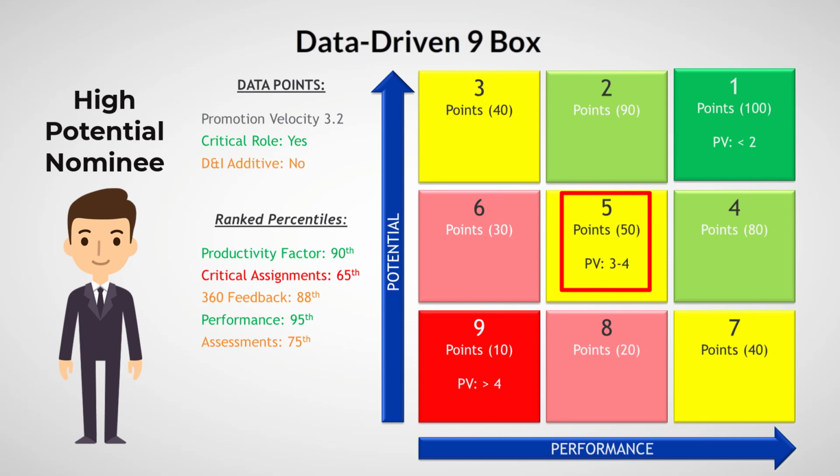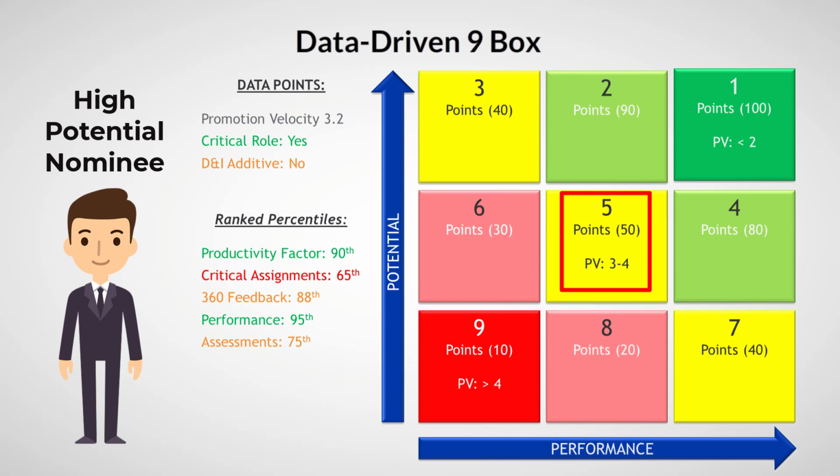So in this example, you can see in box 1, promotion velocity criteria says that a person should be promoted every 2 years or faster. In box 5, they should be promoted every 3 to 4 years. And in box 9, they should be promoted 4 years or greater. That's just one data point. Now you can see on the left-hand side there's multiple data points that we could potentially use, but for this example we're only looking at promotion velocity. Since this employee, based on their data, is only promoted every 3.5 years, you can see that they'd be placed in box 5.